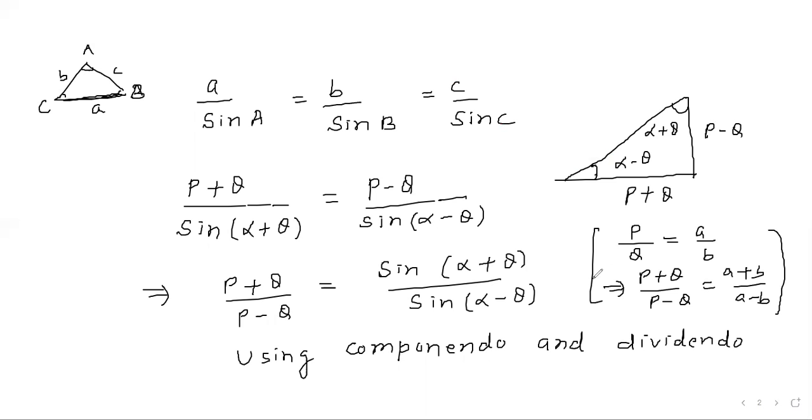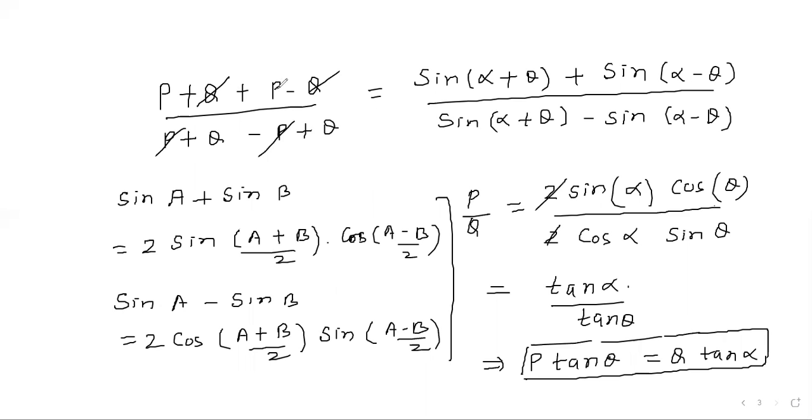Now we are going to apply componendo and dividendo. And as I told you, if P upon Q equal to A upon B, when we use componendo and dividendo, then it becomes P plus Q divided by P minus Q equal to A plus B divided by A minus B. So after using C and D, we get P plus Q plus P minus Q divided by, and hence we simplify. Here also in RHS, we have applied the formula sine A plus sine B and sine A minus sine B, and hence we have got the result.